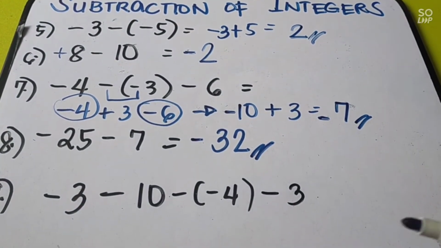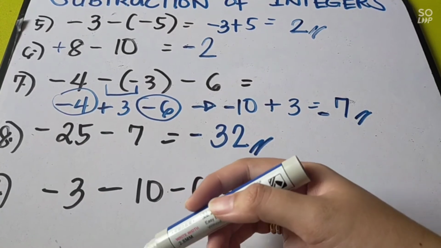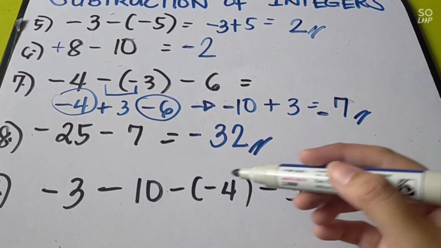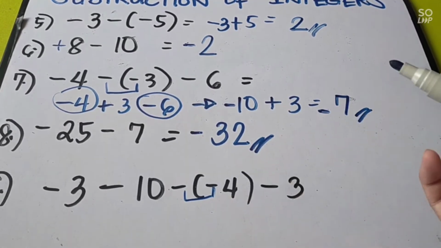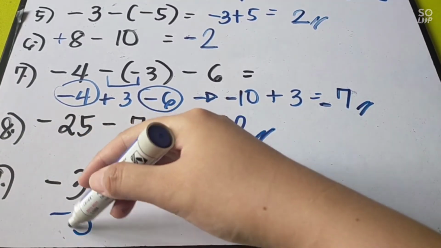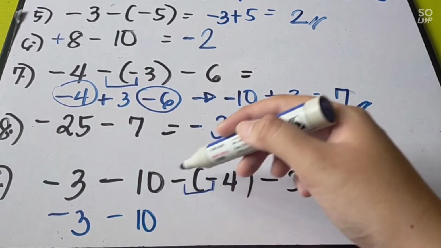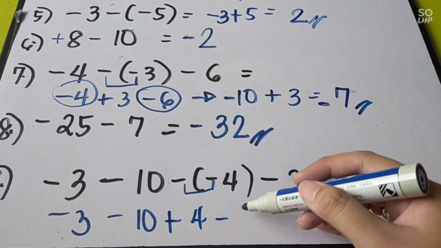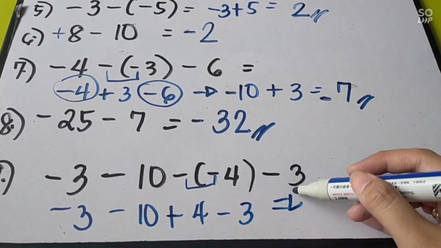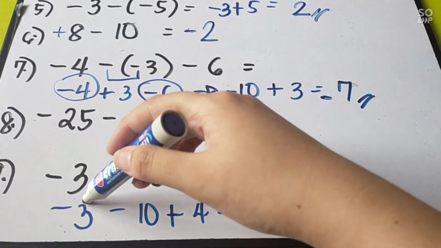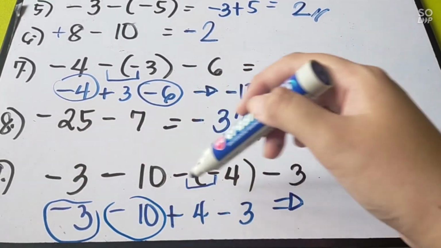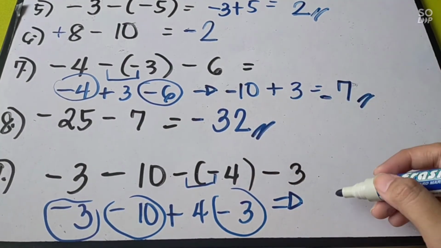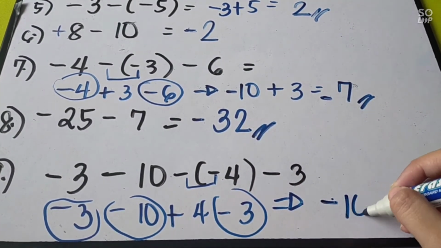Then, let us have the last example, number 9. We have here negative 3 minus 10 minus negative 4 minus 3. So, ito, change the sign muna natin to. So, we have here negative 3 minus 10. Dalawang negative becomes positive 4, then minus 10. Then, pag sama-samahin lahat na magkakamukha ang sign, negative 3, negative 10, at negative 3. Let us add 3 plus 10 plus 3. The answer is negative 16.